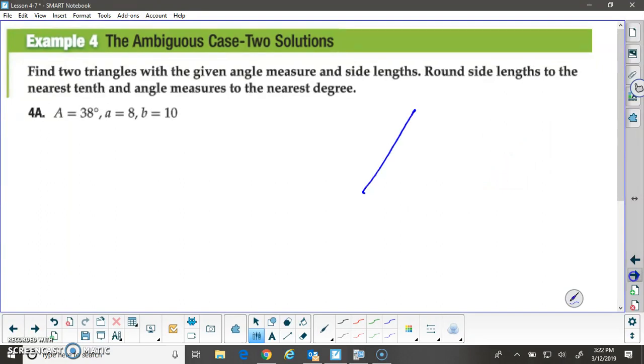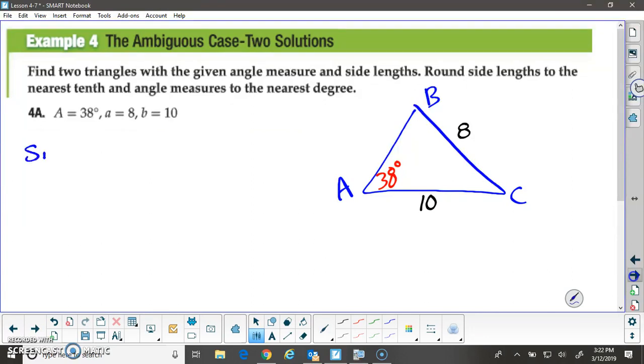We have no picture for this, so I always like to draw myself a picture, even though it might not be drawn to scale. They're telling us that angle A is 38 degrees. They're telling us that length A is 8, length B is 10, and we have to solve for the missing angles and the missing length. So the only thing we can solve for to start this problem is angle B. So the sine of angle B divided by 10 has to equal the sine of 38 degrees divided by 8.